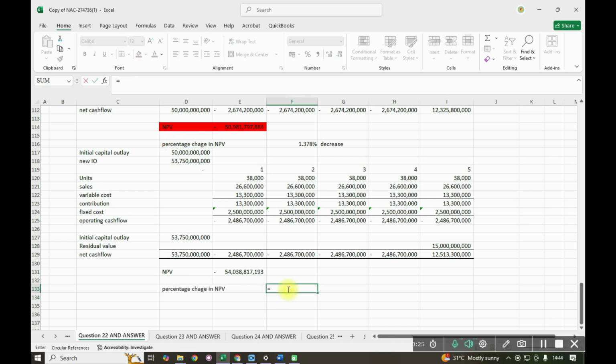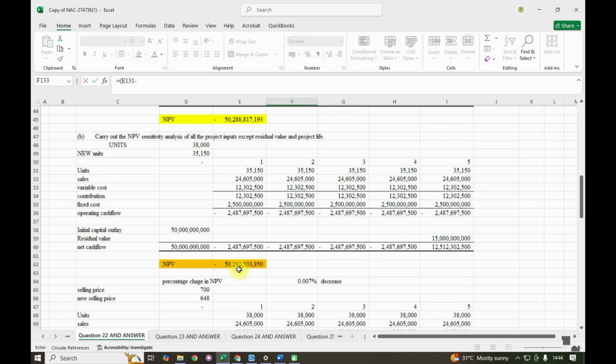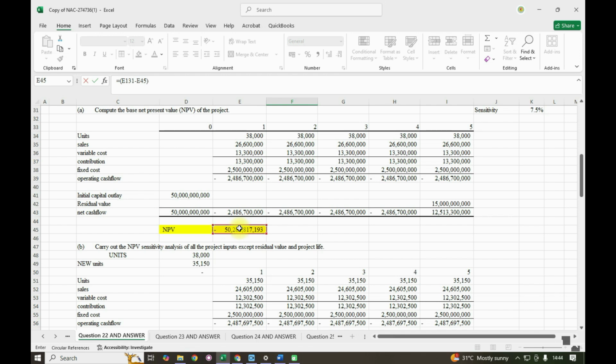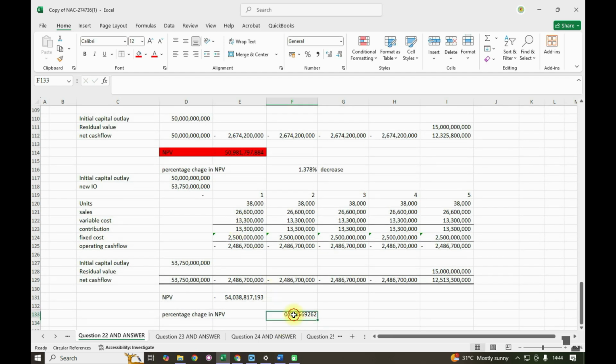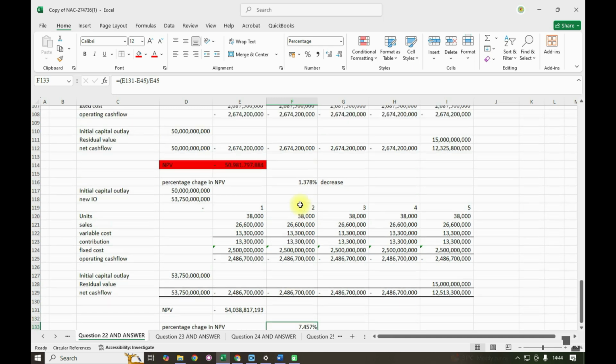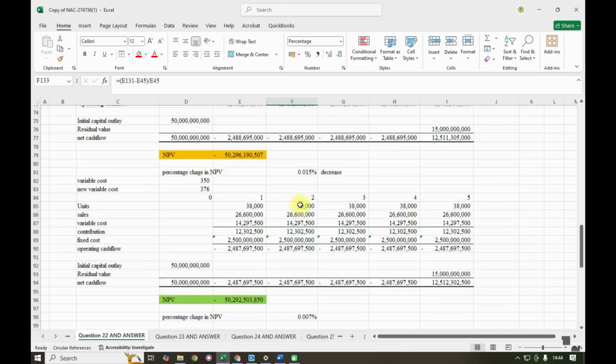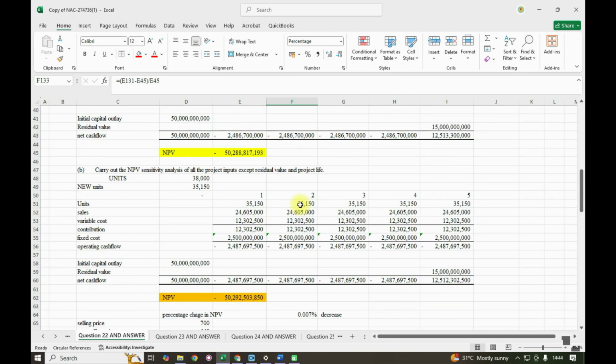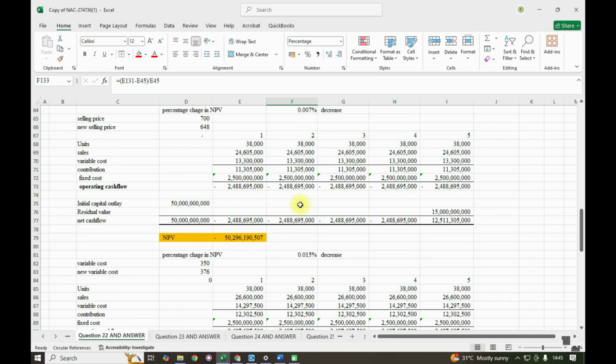So here we shall have this, and we minus the base, and we divide by the base, and we convert this into percentage. Yeah, you can find that this is the most sensitive. The initial outlay, in this case, is more sensitive. Just a smaller change in that is bringing a very big change in NPV, 7 point followed by 1 point. The rest were insignificant, just smaller percentages as compared to this.